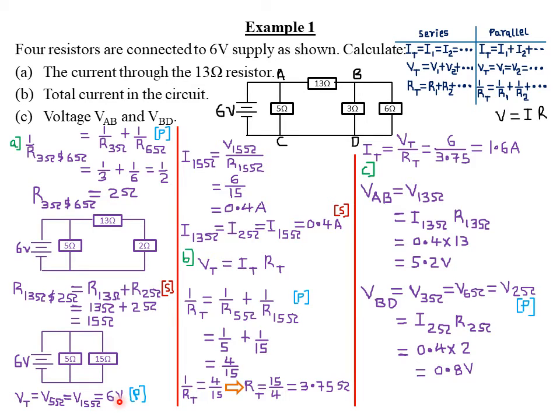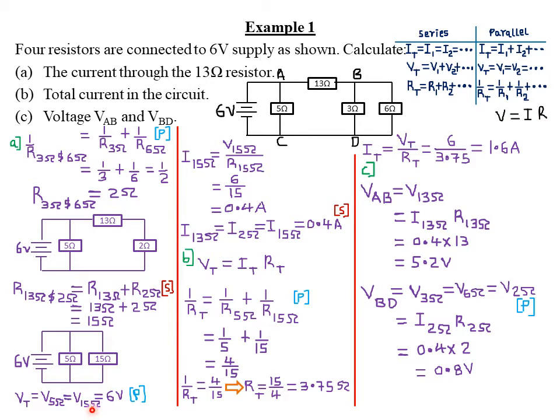Then from there, our aim is to find the current through the 13 ohm resistor. And we know that the 13 ohm resistor has been combined to give us the 15 ohm resistor. So we'll first of all find the current through the 15 ohm resistor so that it helps us to find the current through the 13 ohm resistor. So from Ohm's law, we know that V is equal to IR. So if we want the current through the 15 ohm resistor, we must have the voltage through the 15 ohm resistor and the resistance through the 15 ohm resistor.